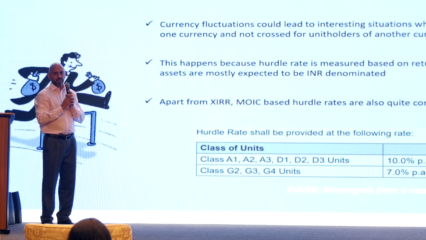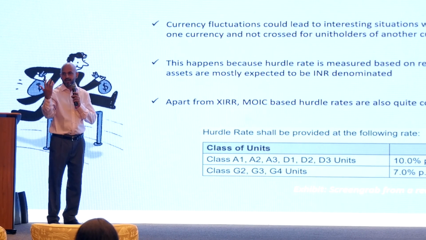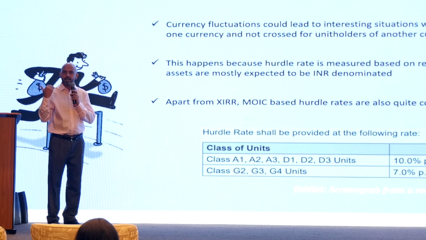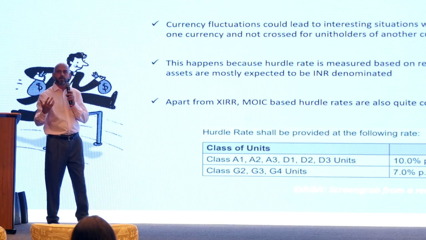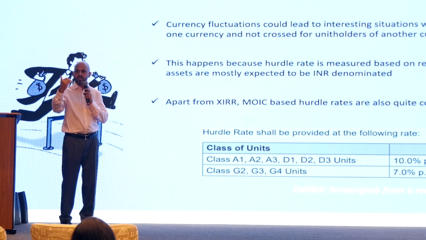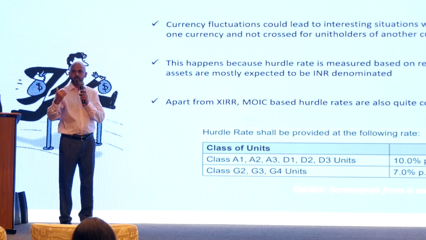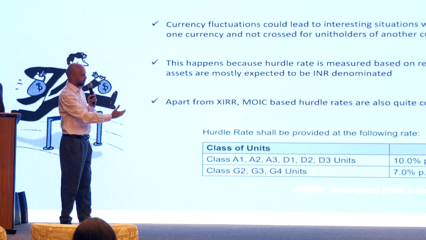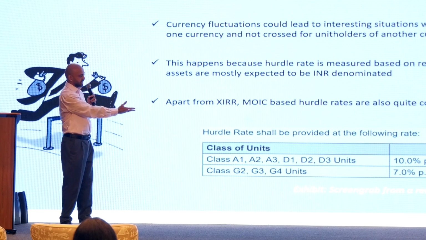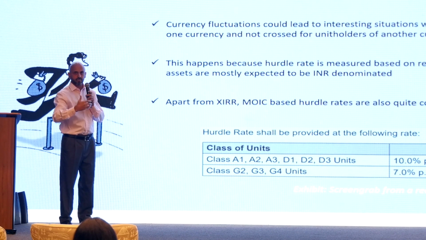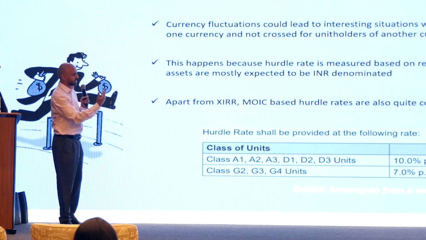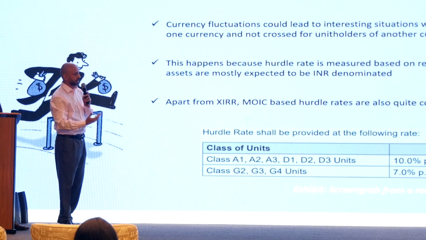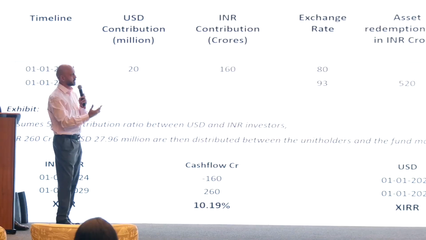The next challenge that comes is when it comes to hurdle rate. Hurdle rate is a certain minimum return that I, as a fund manager, have to make before I can start charging a performance fee. Now, it's quite common to apply different hurdle rates across different unit holders across currencies. So just to illustrate, for example, you might apply a 10%. This is actually a screen cap from a PPM. So you can see that 10% has been applied for INR unit holders, whereas only a 7% hurdle rate has been applied for USD unit holders.